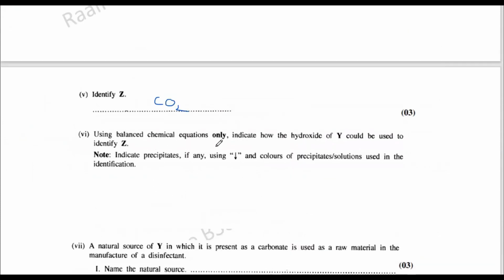Using balanced chemical equations only, indicate how the hydroxide of Y could be used to identify Z. Indicate precipitate, if any, using the colors of the precipitate and solutions. Okay, so I will use the board here to explain the reaction.